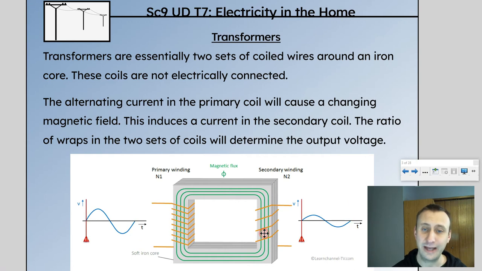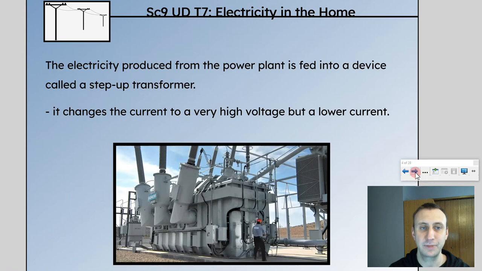Again, those two coils are not actually connected directly. They're not connected by a wire, but it all works on this amazing induction of current due to a changing magnetic field, just as we saw in generators. The difference with a generator is that we instead had permanent magnets and then movement that was causing that induction to take place. So transformers play a role at the power plant in that they step up the voltage. Electricity produced from the power plant is fed into a device called a step-up transformer, and it makes it so that the voltage is incredibly high for transmission.